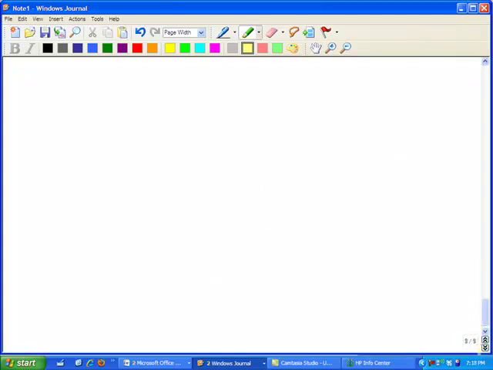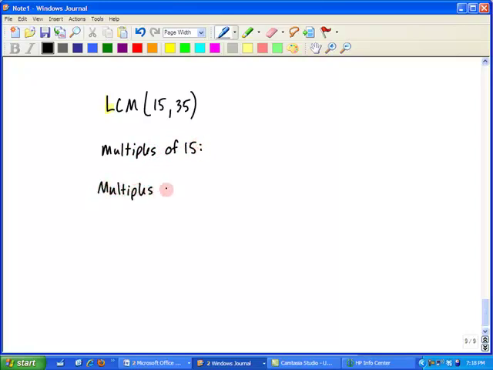Let's do one more example, and then I'll switch you over to the tiles, and I'll show you another way to do it. So let's do 15 and 35. We'll do the least common multiple for 15 and 35. So we've got to write out multiples of 15 and multiples of 35. And sometimes it helps to work on both lists as we go.